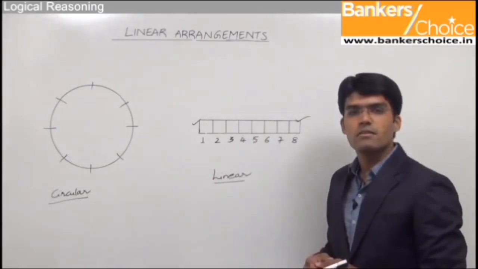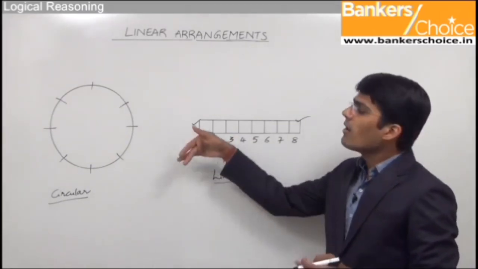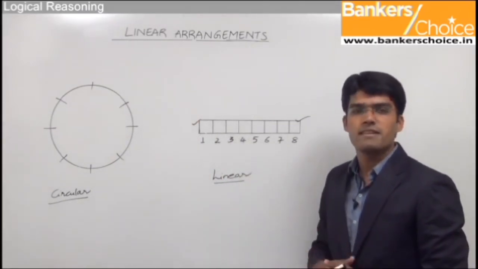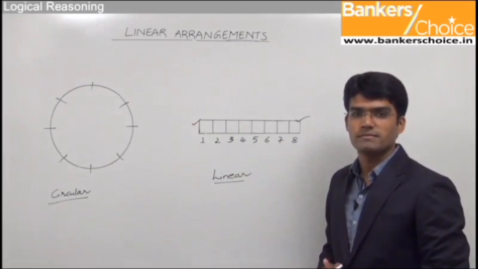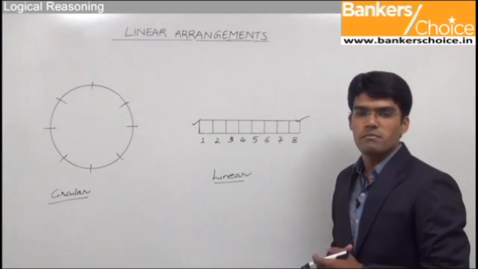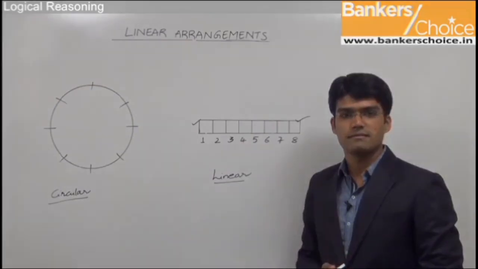But in case of a circular arrangement, the person can be placed on any of the positions as there is no definite starting point or ending point. So the one point which we need to remember in case of linear arrangements is that we can place a person only when we know his position from either of the ends. Let us now take an example of a simple linear arrangement.